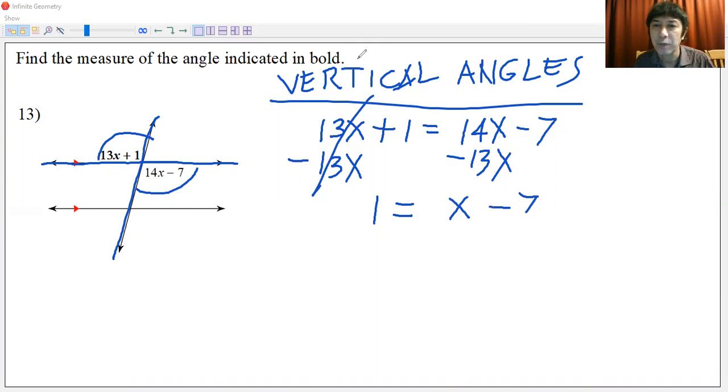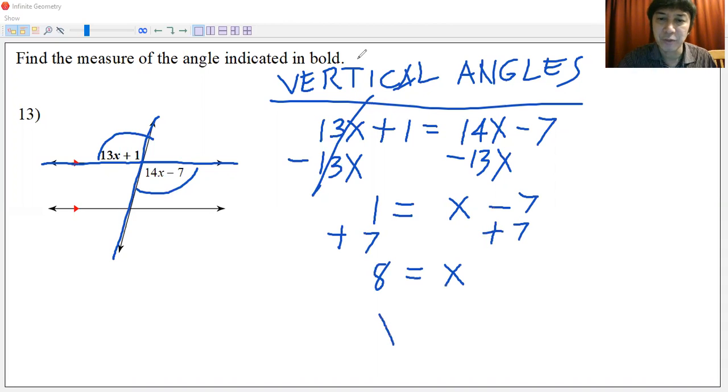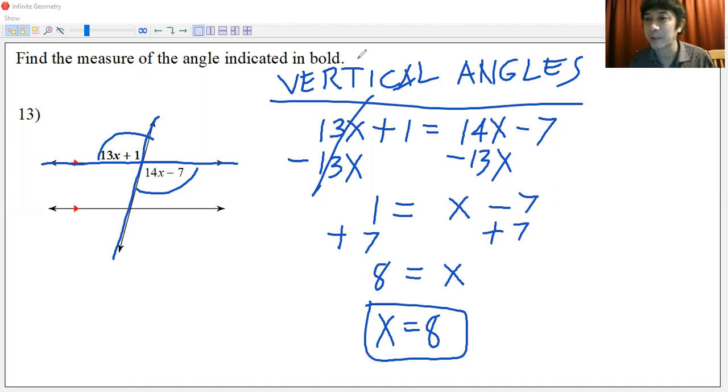Okay, next step is to isolate the letter from numbers by addition. Add 7 here, add 7 here. And we have right side x, left side 8. Value of x is 8. All right, and we write it this way, x equals 8. Okay, we don't write 8 equals x. We usually put the letter at the left side. All right, so knowing x equals 8, we shall now solve for the required.